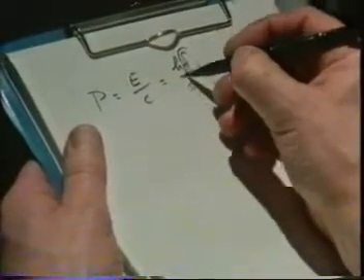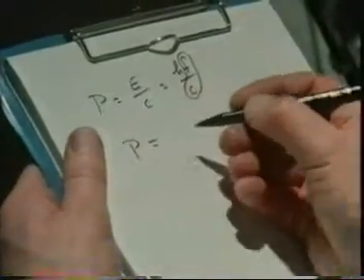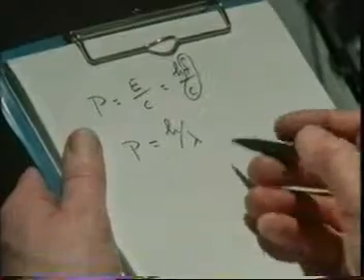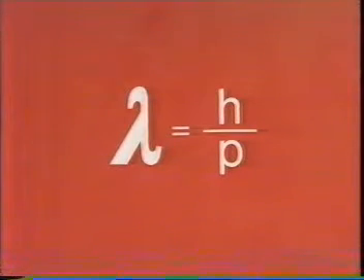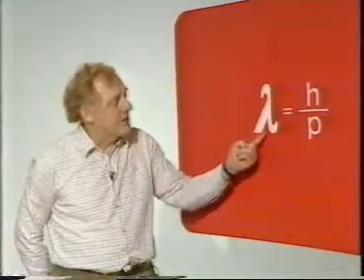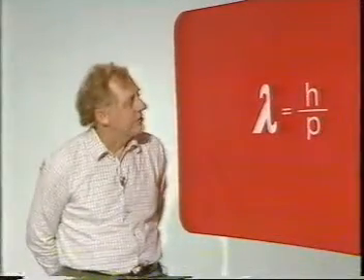Moreover, we know that f over c is 1 over lambda. So we can write p as being h divided by lambda. Or if we take the lambda, the wavelength, onto the other side, we eventually end up with lambda equals h over p. So this equation, the de Broglie equation, links the wave properties to the particle properties, both of electrons and of photons. Remember, the wavelength, lambda, is a wave property. p, the momentum, is a particle property, and the two are linked via Planck's constant.